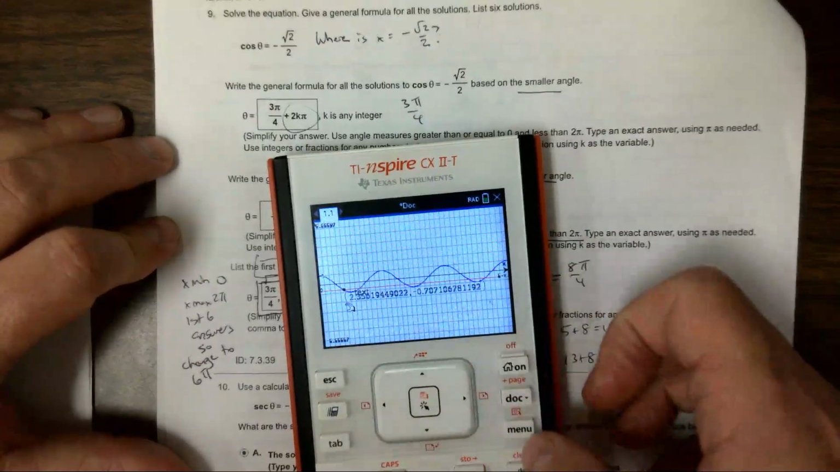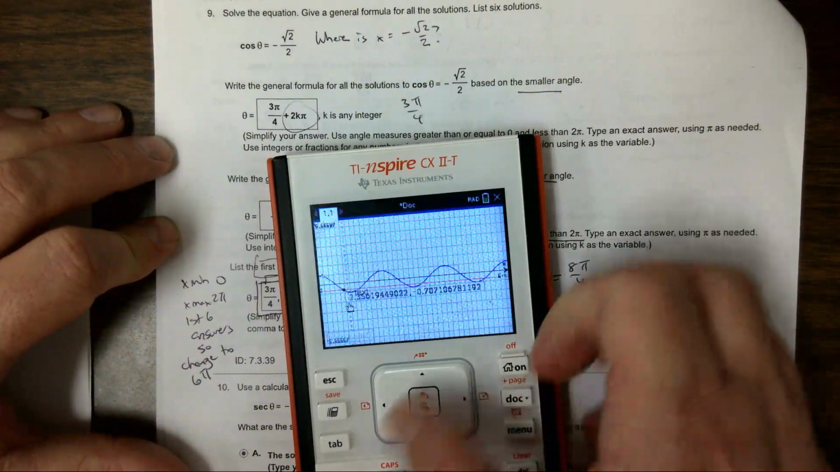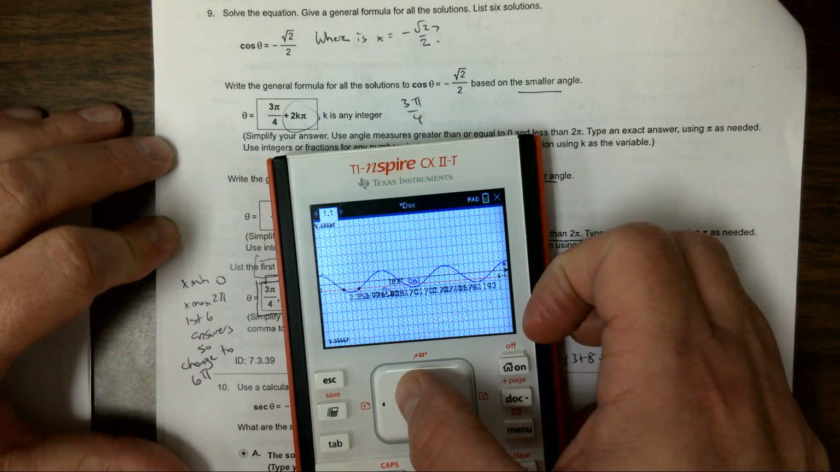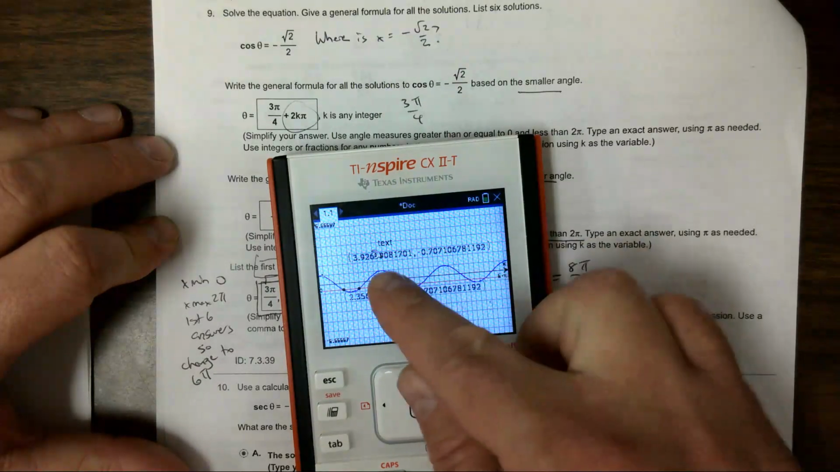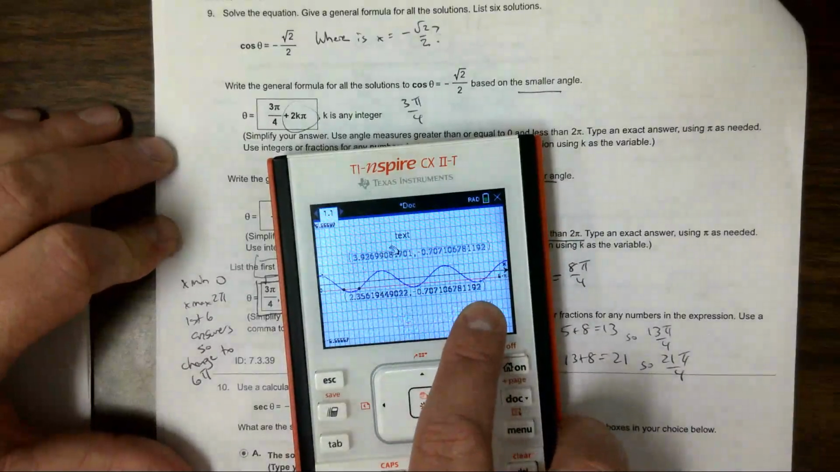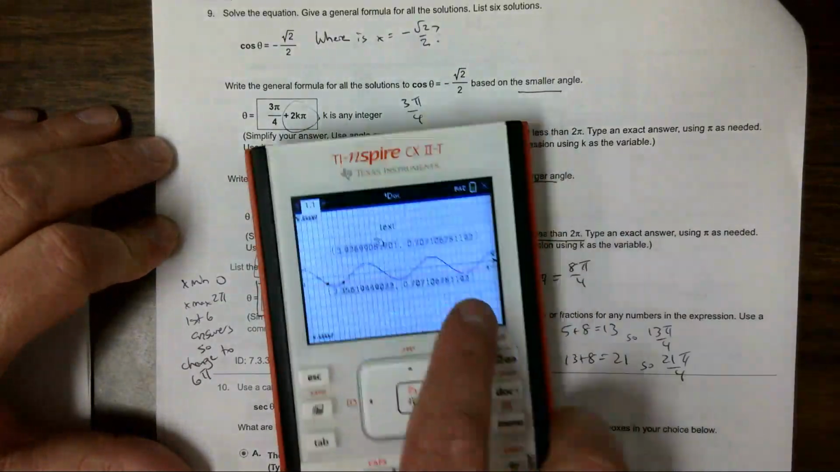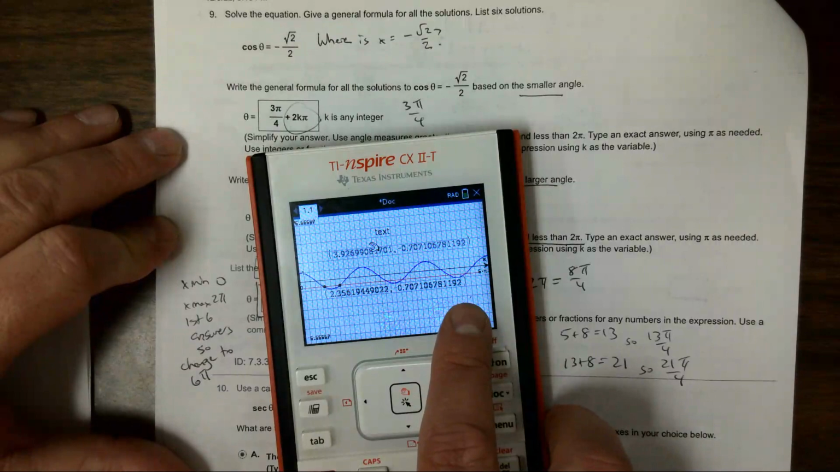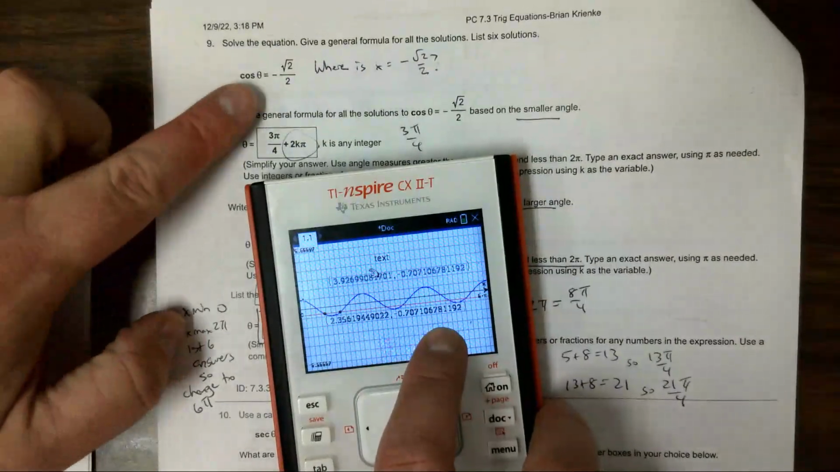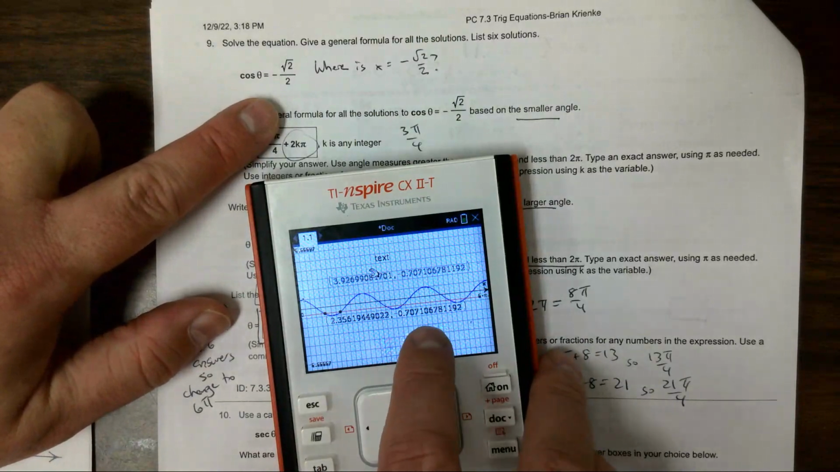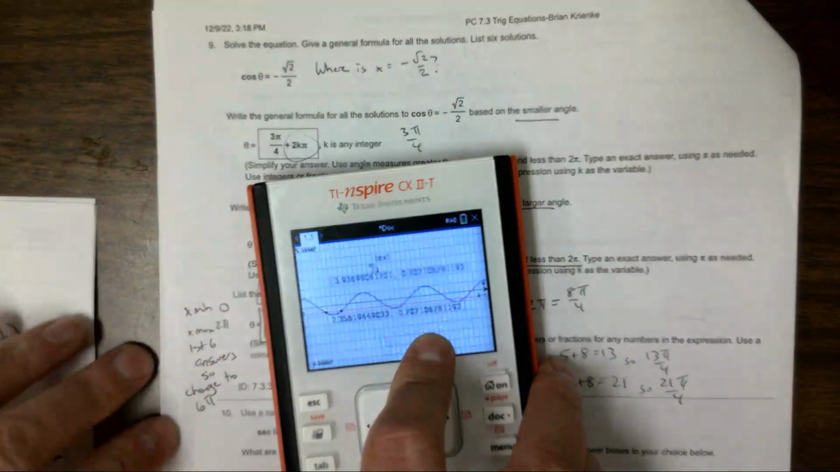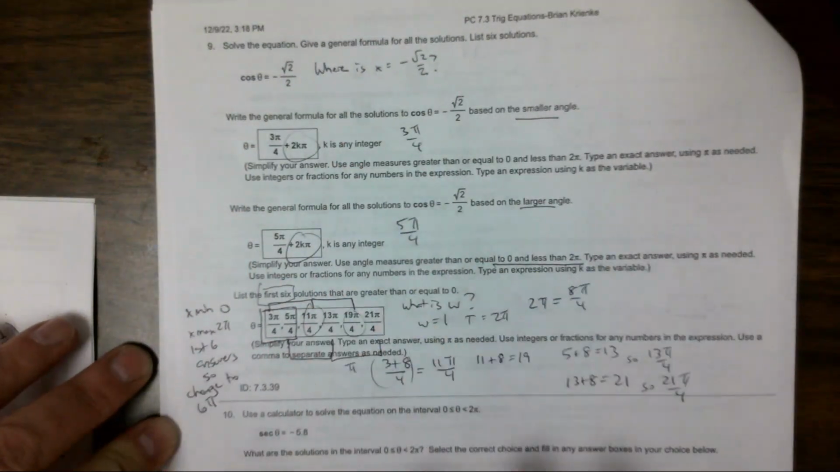That's 2.356. That's 3.92, and so forth. Now notice the square root of 2 over 2 is 0.707. In this case, we have negative square root of 2 over 2, so that's why it's a negative 0.707. But again, there you go.